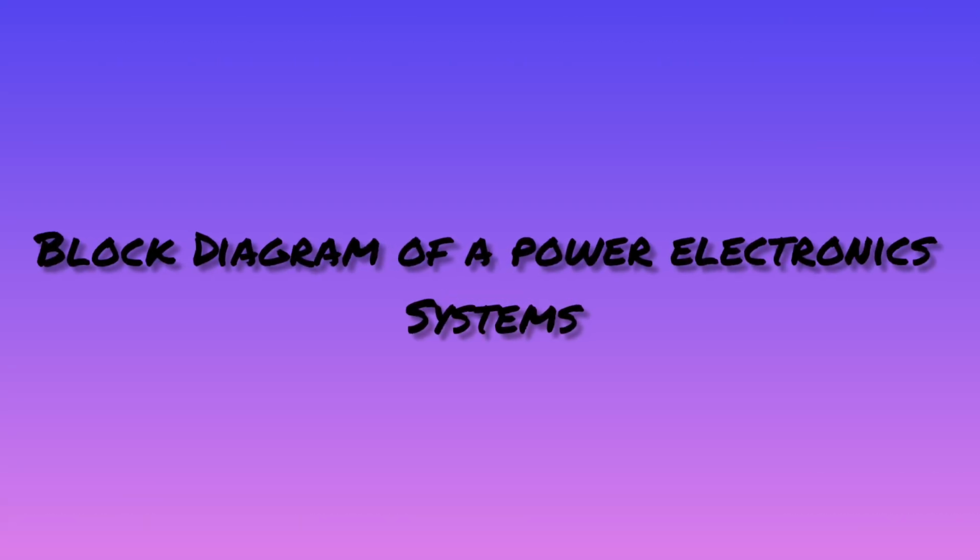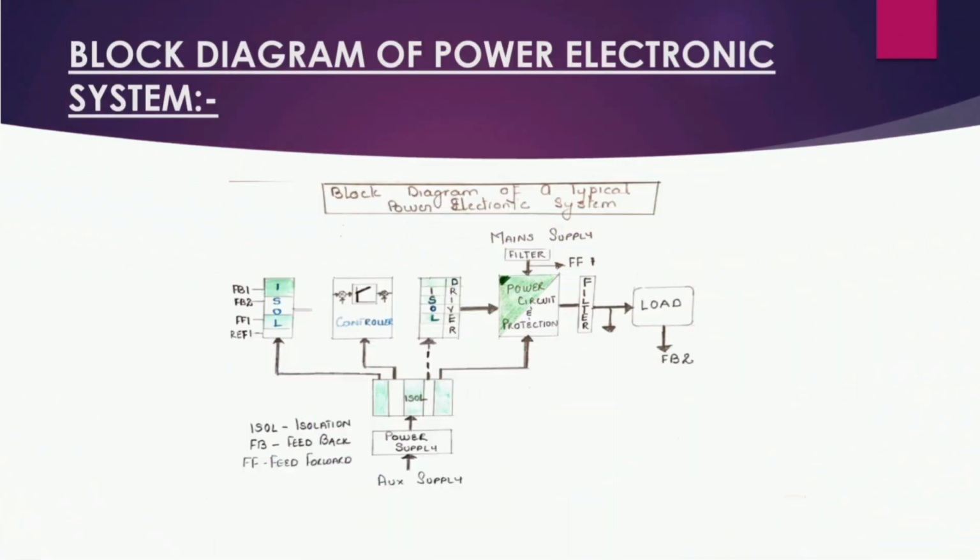Block diagram of a power electronic system. As you can see, here is a block diagram of a typical power electronic system. In the block diagram, there is a controller and power circuit that is attached to the isolation through the power supply.